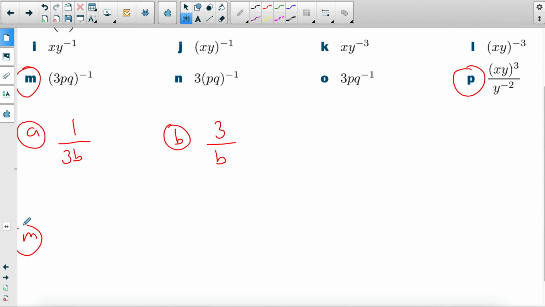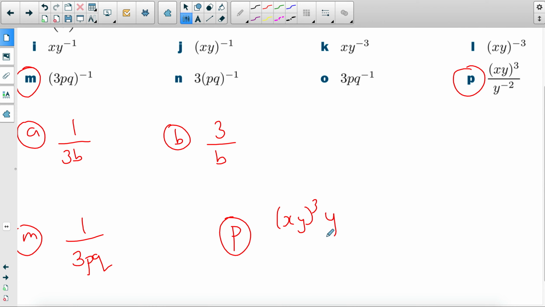As for M, all of it is being reciprocated, so it's just simply this. As for P, it's quite an interesting one. The y is a negative 2, which means I need to remove it and reciprocate the y. Nothing happens to this xy to the power of 3. I just keep it as it is. I can deal with the y separately.